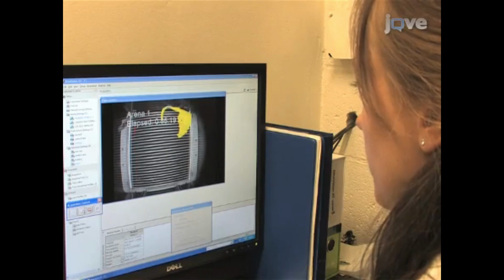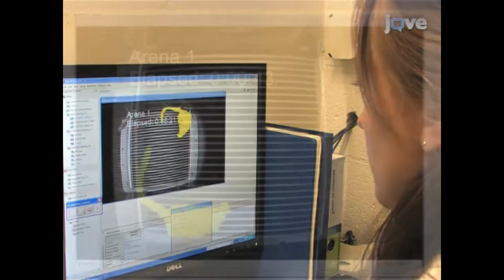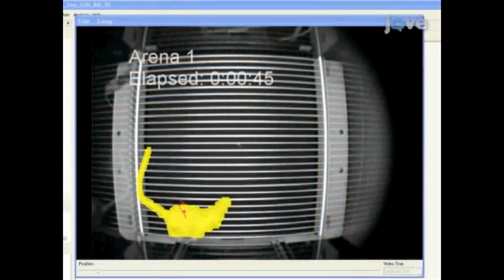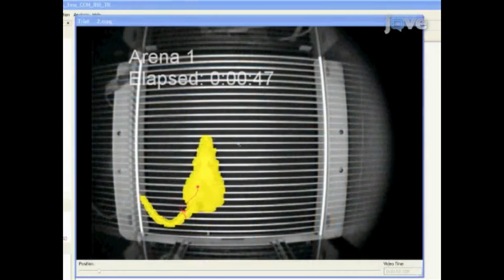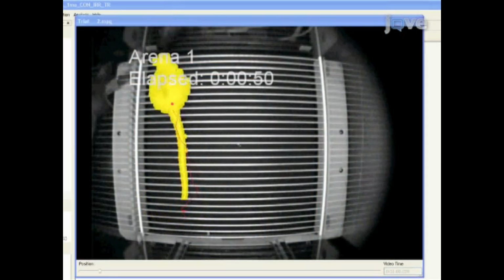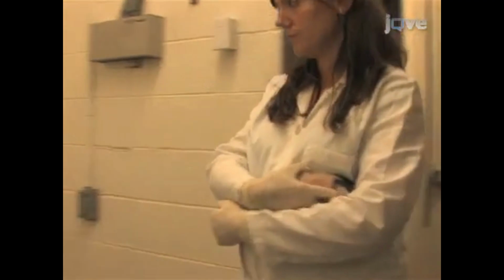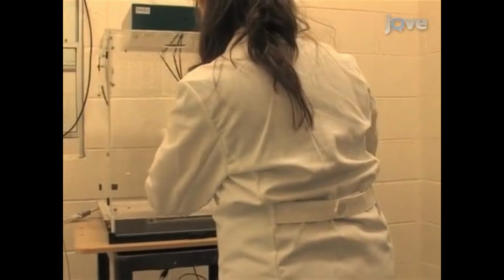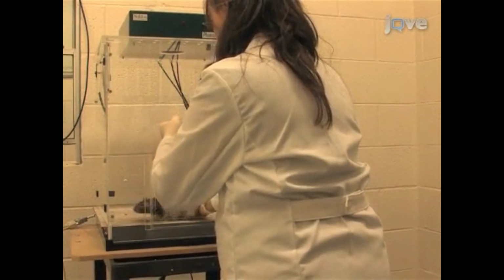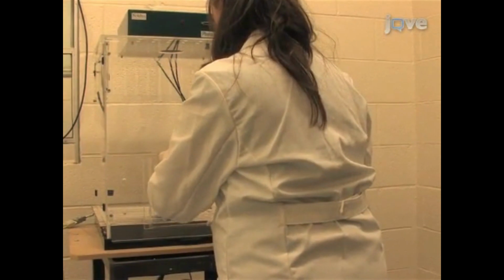The percentage of time each animal spends freezing is measured from the final 60 seconds of the baseline phase and from the final 60 seconds of the post-training phase. 24 hours later, return the animal to the chamber for a 5-minute contextual test and record the percentage of time spent freezing.